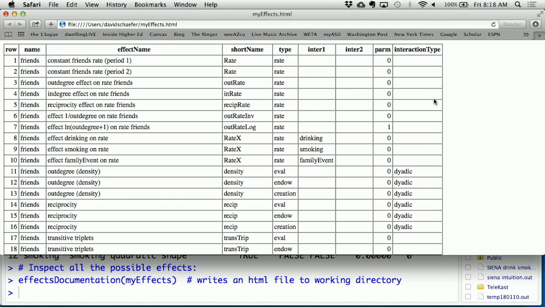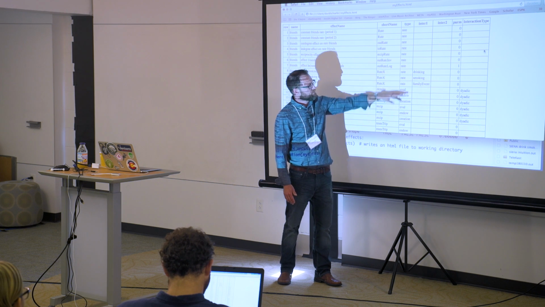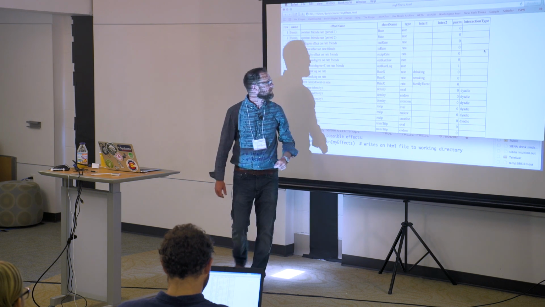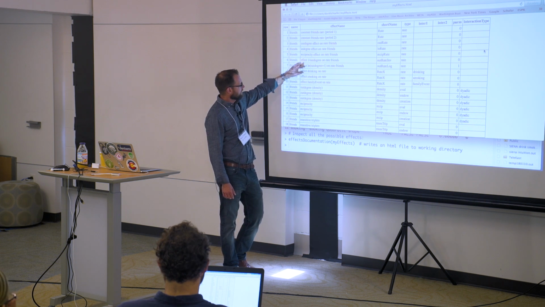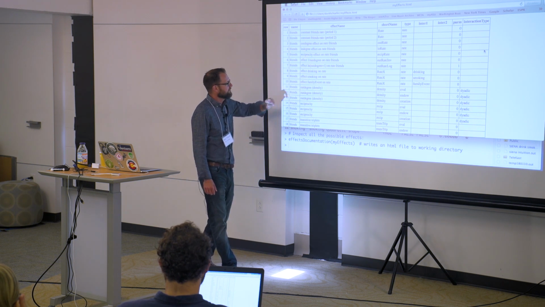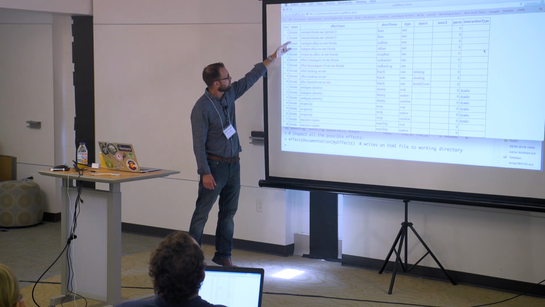Okay, and so this is a list. It's a data frame that has effects by their name, those short names I showed you earlier, and what kind of effect they are. So we have about 12, I think, rate effects here. 12 different things that we could do. We could look at the effect of in degree, out degree on rate. We could look at the effect of drinking or smoking or family event on rate. Okay, all of these things that can predict changes in the friendship network.